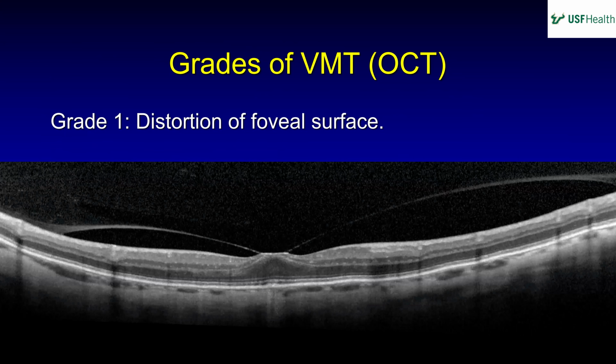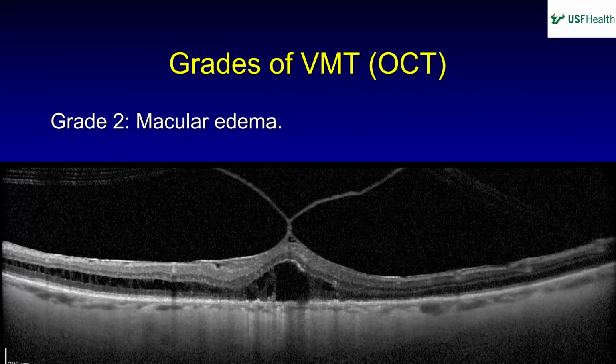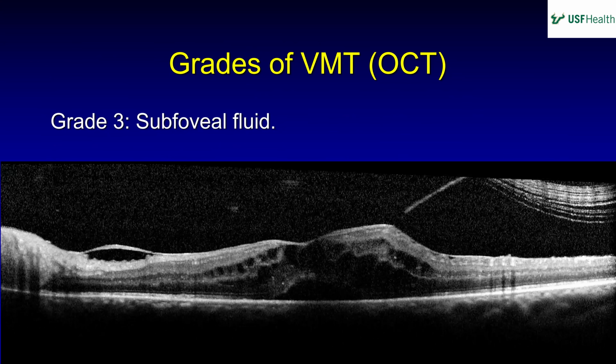So this is grade 1. There's a partial PVD, and the fovea is stuck, but it's pulling up a little bit. You can see on the OCT, this person's vision's fine. Grade 2, there's macular edema. This person's vision's probably a little bit worse, though it's not always that bad. The fovea is being pulled up, and there's fluid there, but there's not subretinal fluid. And then this is grade 3, where there's subfoveal fluid.